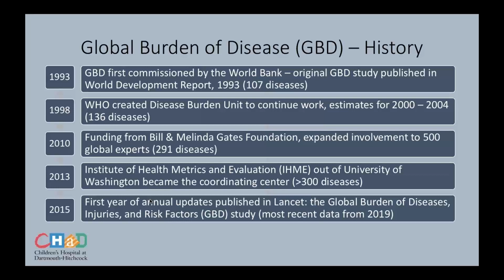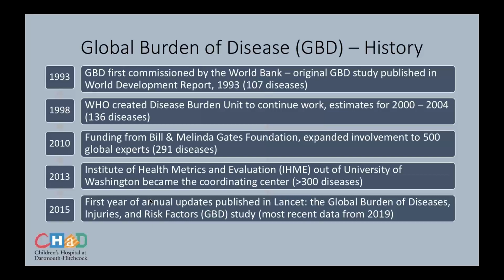To start with, a little bit of history: the GBD, the Global Burden of Disease, was commissioned first by the World Bank back in 1993. The original study was published on about 100 diseases in the World Development Report. This was really the beginning of trying to report on diseases worldwide. In 1998, the WHO created a more specific unit to continue working on this, and they had increased to about 136 diseases at that time.